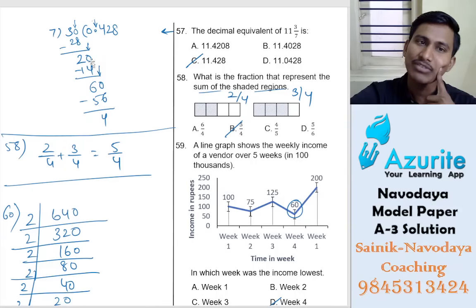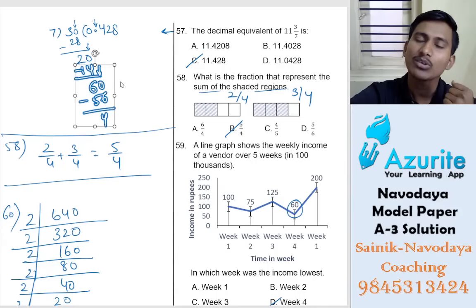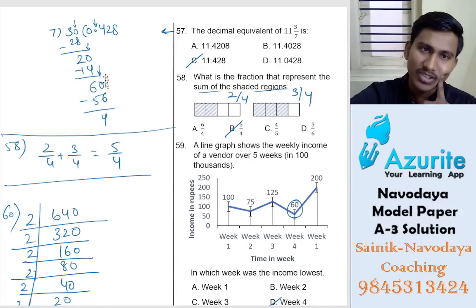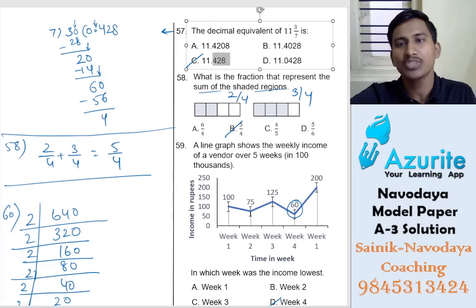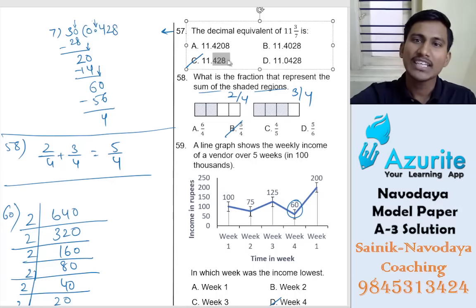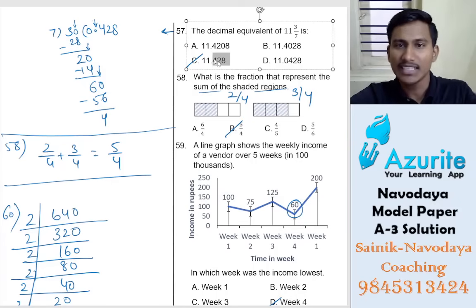Now the point is there, we can take a 0 here. So 20 now. 7 2s how much? 14. So 20 minus 14 is 6. It will become 60. So here 7 8s are 56, right? So 4 will be remaining. So that is .428. Point 428 is which option? Option C. So that is why the answer is option C here.